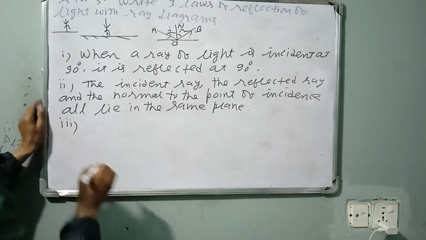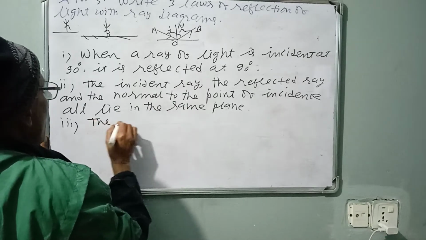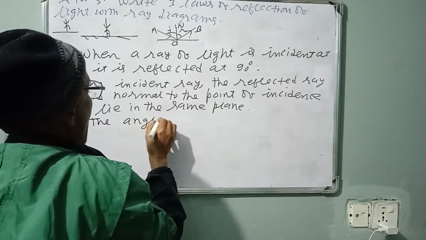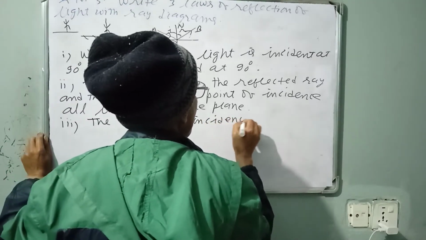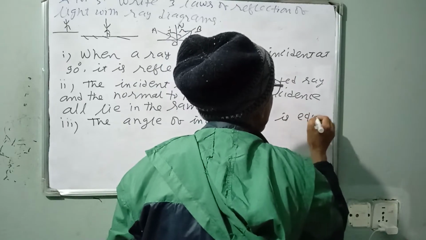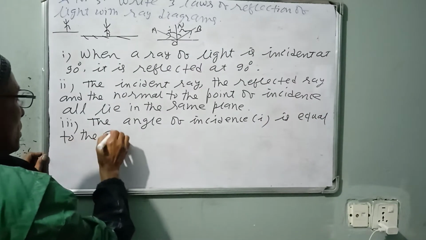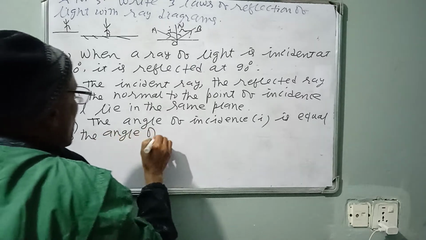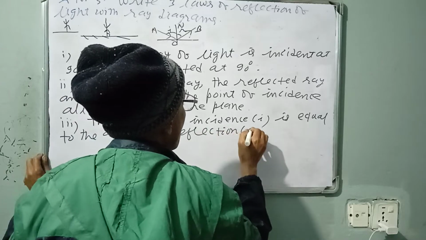Another third law is the angles are equal. The angle of incidence, that is I, is equal to the angle of reflection R.